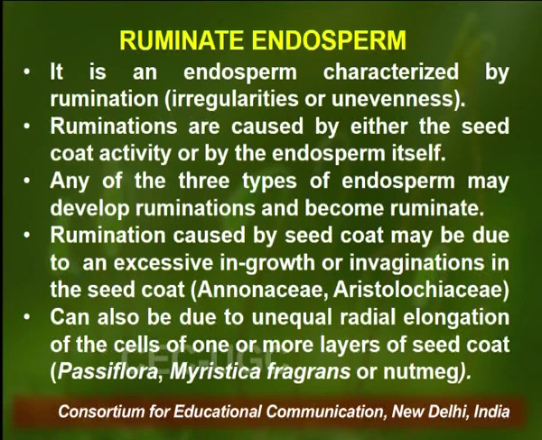Any of the three types of endosperm may develop ruminations and become ruminate. Three types, I mean nuclear, cellular or helobial. Ruminations caused by seed coat may be due to an excessive ingrowth or invaginations in the seed coat, and they can also be due to unequal radial elongation of the cells of one or more layers of seed coat, as is seen in Passiflora. Myristica of course is nutmeg.